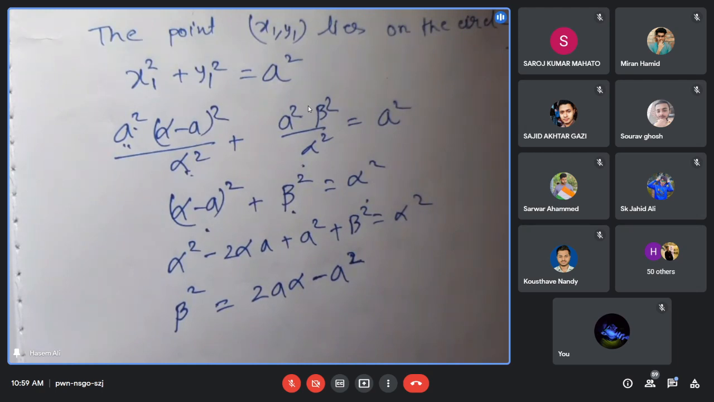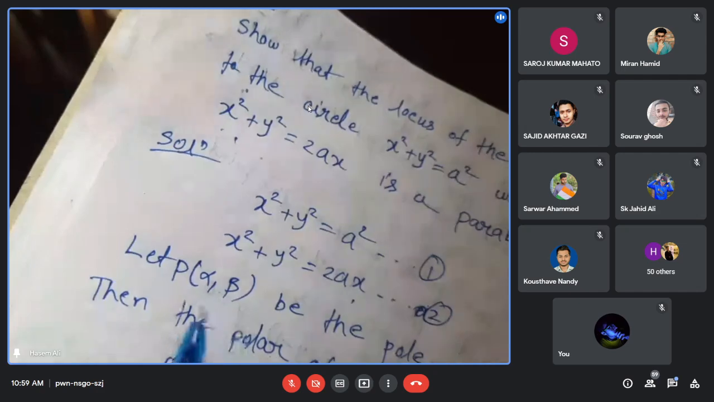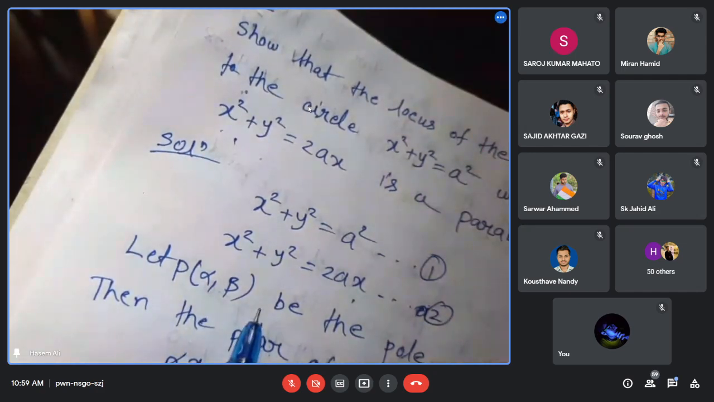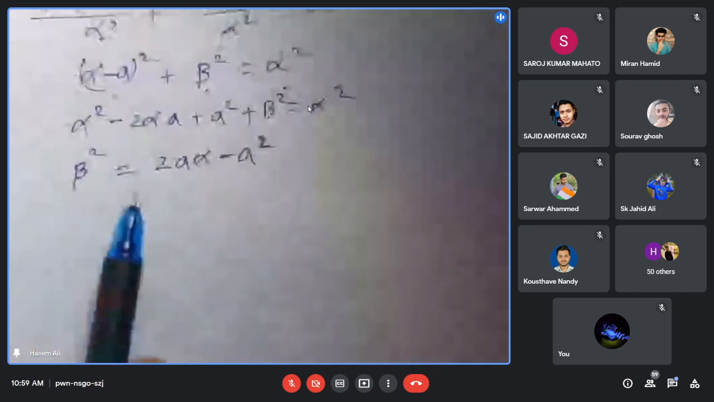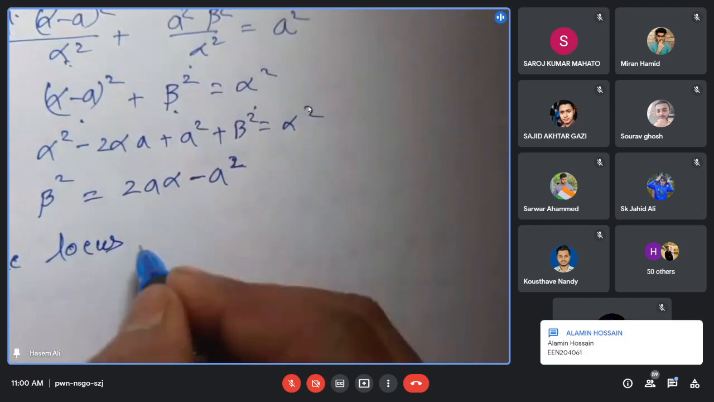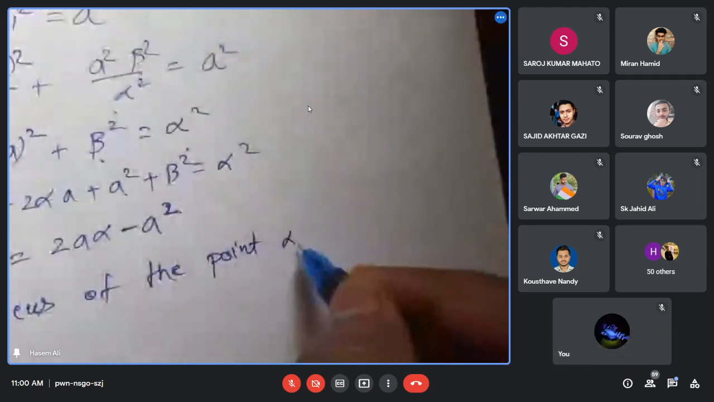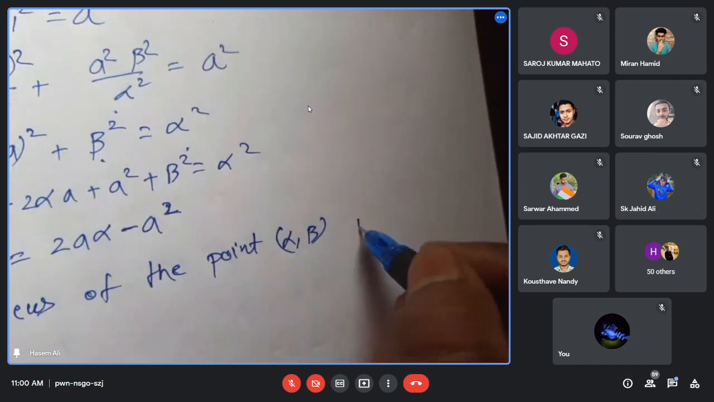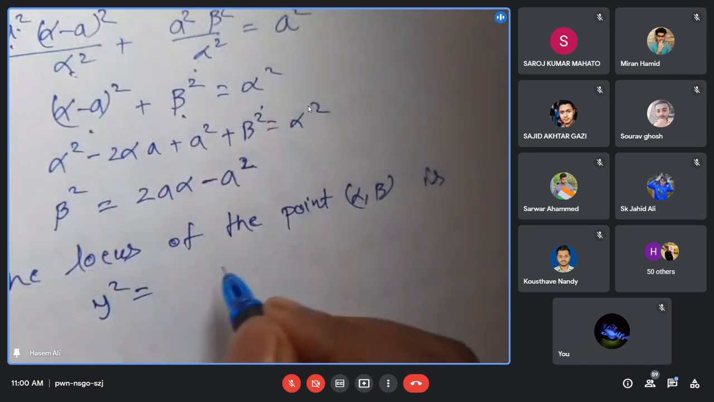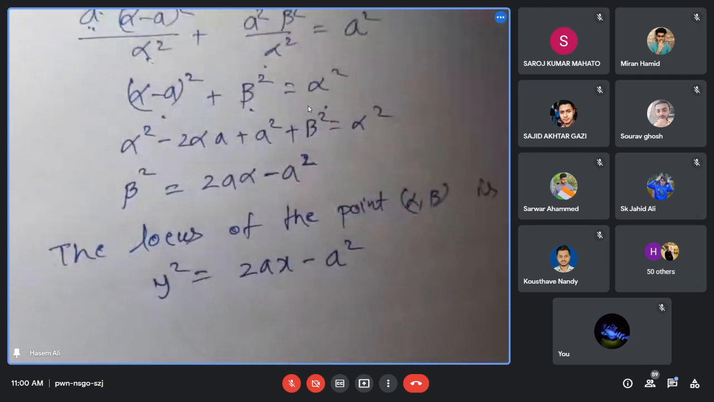So the locus of the point alpha beta. We have to find the locus of the pole, and we have considered the pole is alpha beta. Therefore, the locus of the point alpha beta is y square equals 2ax minus a square.